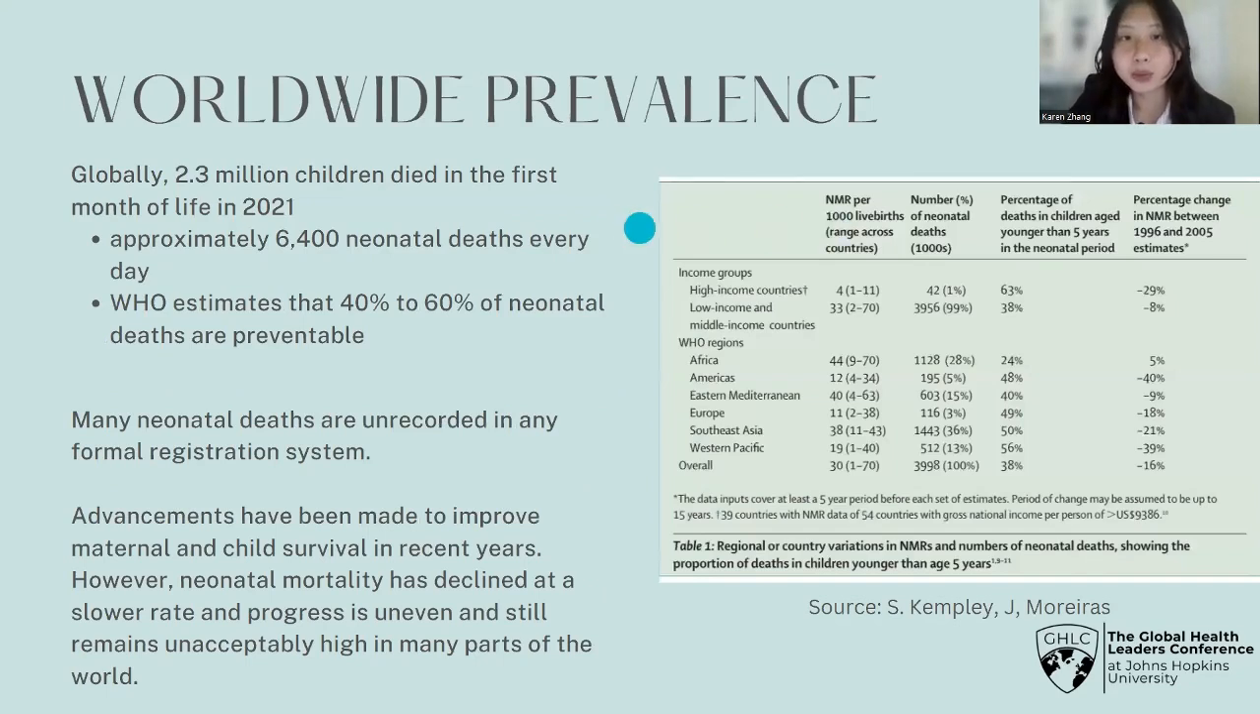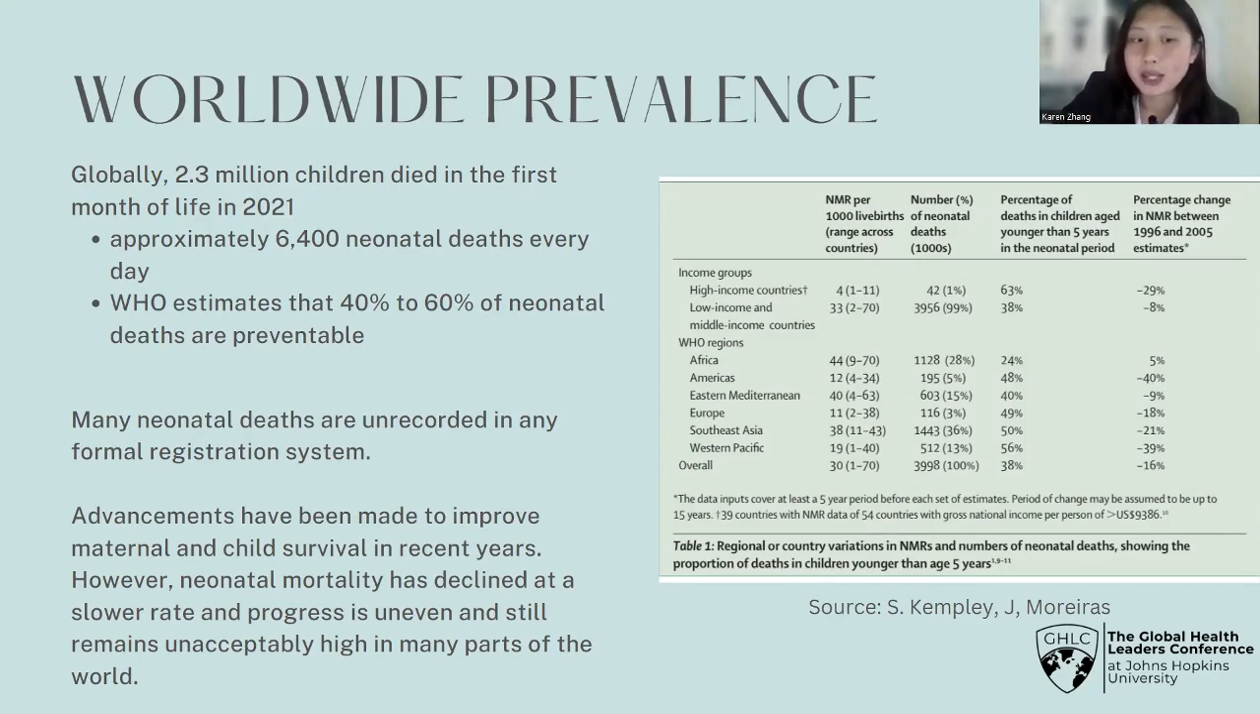So let's look at the worldwide prevalence. Globally, 2.3 million children died in the first month of life in 2021, and approximately 6,400 neonatal deaths occur every day. And the World Health Organization estimates that 40 to 60% of these deaths are preventable. Also, it's notable to recognize that many neonatal deaths are unrecorded in any formal registration system, which means that the actual number is likely much higher than what is recorded.